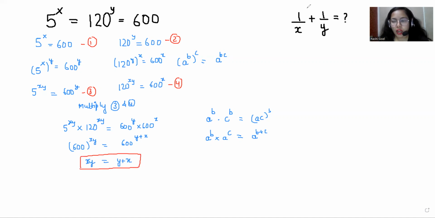Now we have to find the value of 1/x + 1/y. If I take the LCM, it is xy, and in the numerator is y + x. So in place of y + x, I can write xy. So that is xy over xy, that is 1. So the value of 1/x + 1/y is 1.